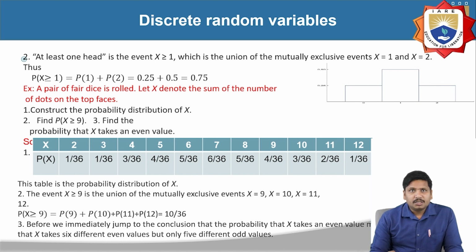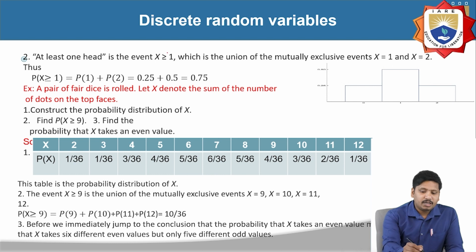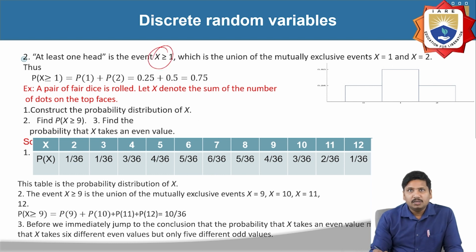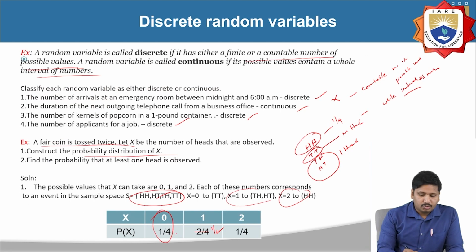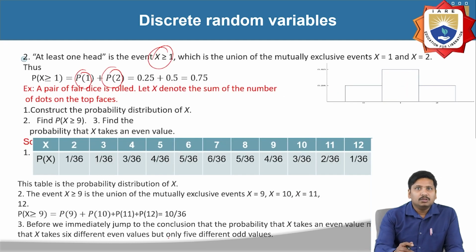Another option: at least one head means the event can be represented as X greater than or equal to 1, which is the union of two mutually exclusive events, X equal to 1 and X equal to 2. So the probability is the probability of 1 plus the probability of 2. The probability of 1 is 0.25, and the probability of 2 is 0.5. So the probability of getting at least one head is 0.75.